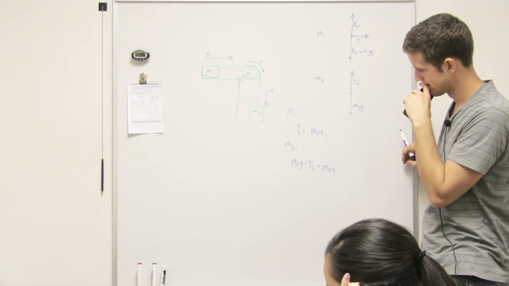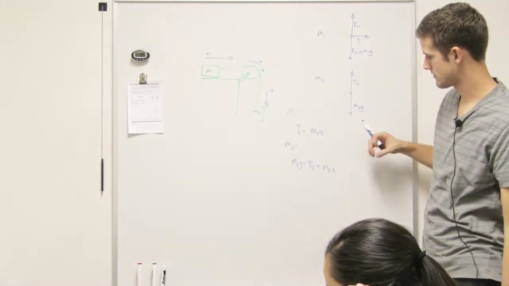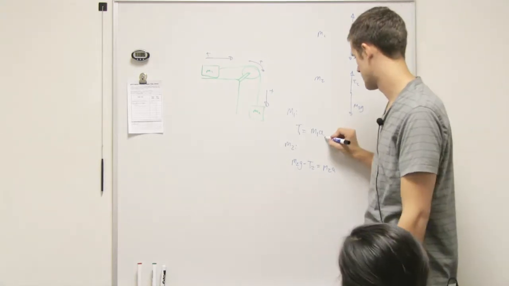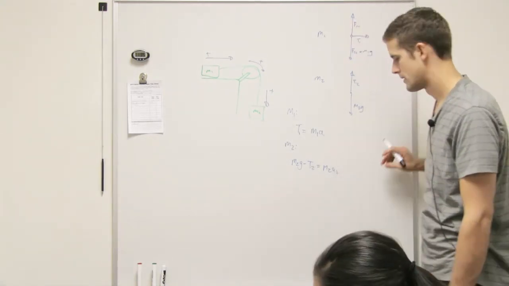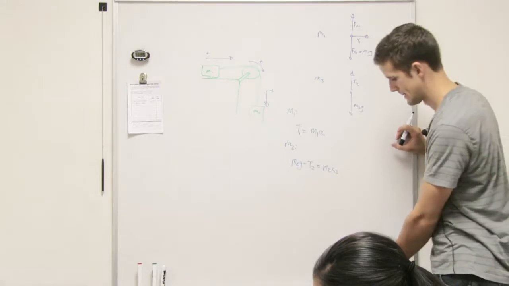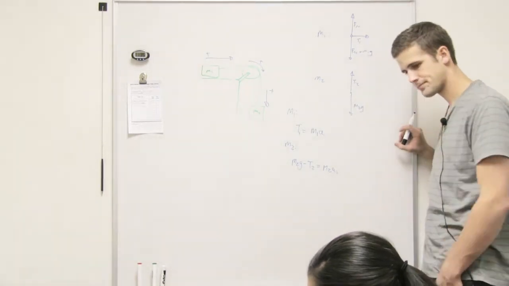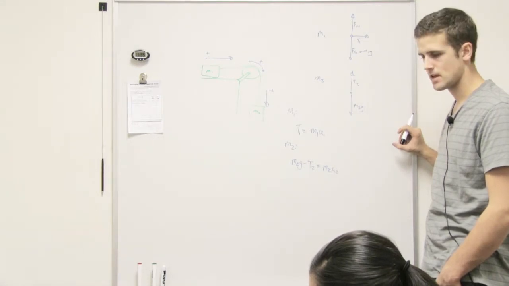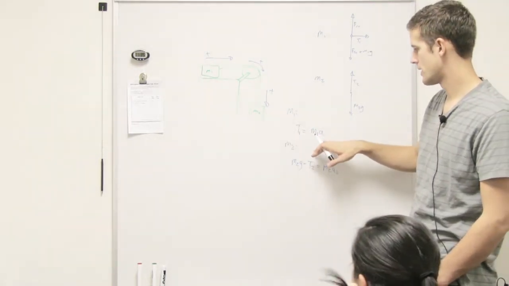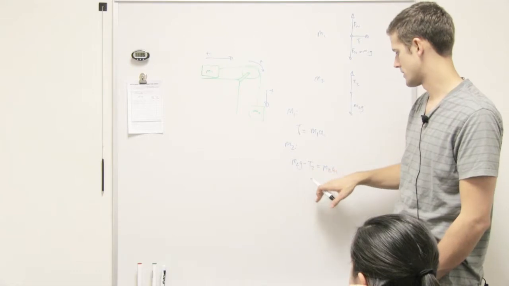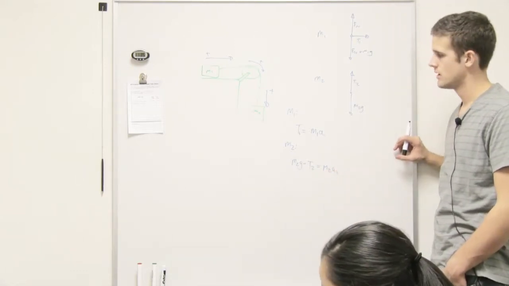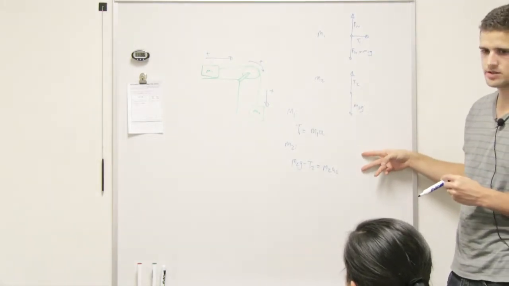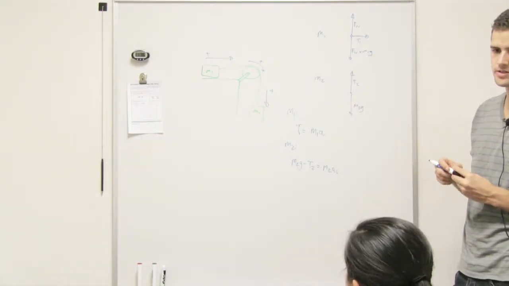So how many unknowns do you have? Let's call this acceleration 2 and this acceleration 1. We only know mass, and that's it. So T1 is unknown, A1 is unknown, T2 is unknown, and A2 is unknown. So that means we have 4 unknowns with just 2 equations. So we need 2 more equations in order to solve it.